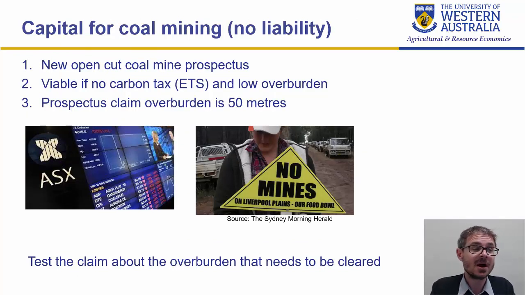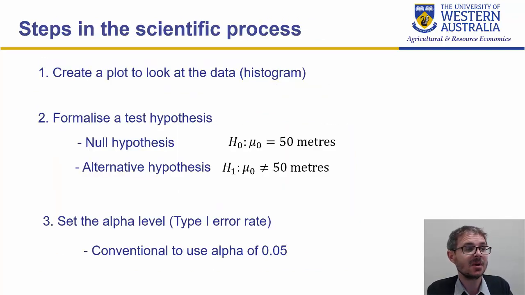Some people want to make some money, and that's fine. But we wanted to test the claim, and the claim was that we'd have to move 50 meters of dirt before we got to the coal that we could sell and start making money. So that was the claim we wanted to test, and we wanted to know a scientific process that we could use to test that claim. So the first step in our scientific process, although it's not formal, is a really integral part of making the convincing argument.